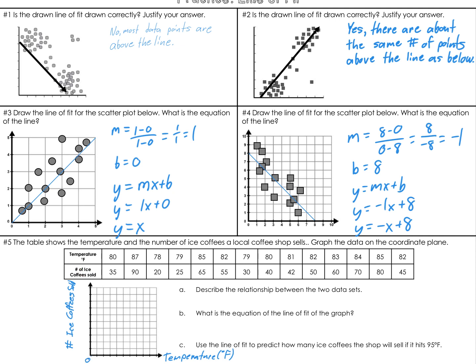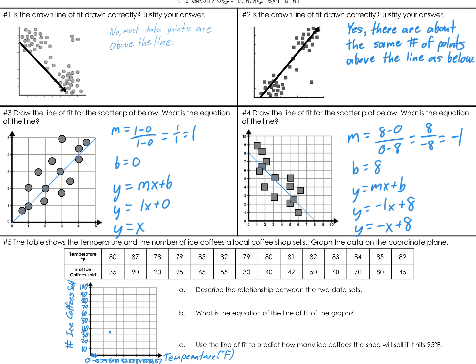So our temperature needs to go all the way up to about 87. To do that, we're going to need to break off a part of our graph at the beginning. So we're going to go from 78 to 87, counting by ones. On our y-axis, we need the number of coffees sold to go up at least to 90. So we're just going to count by tens and go all the way to 100. First, let's plot our data points.